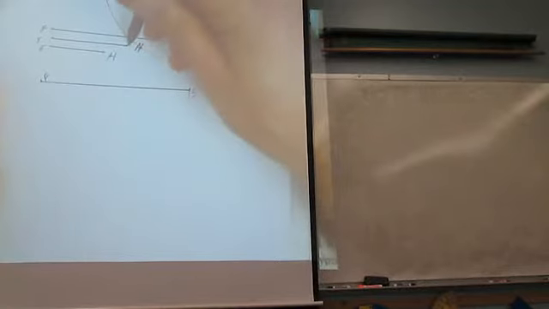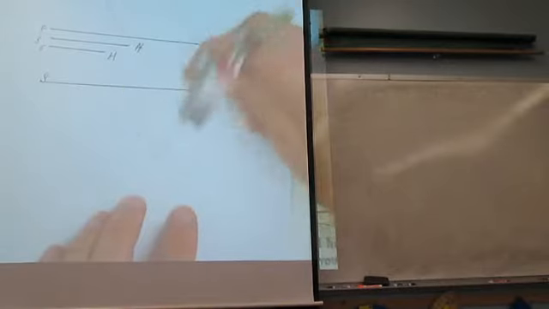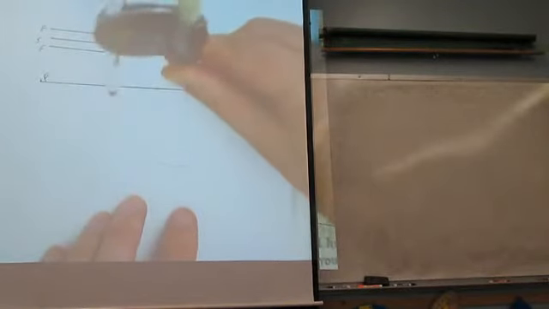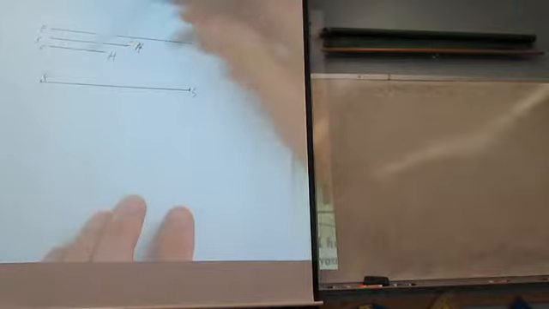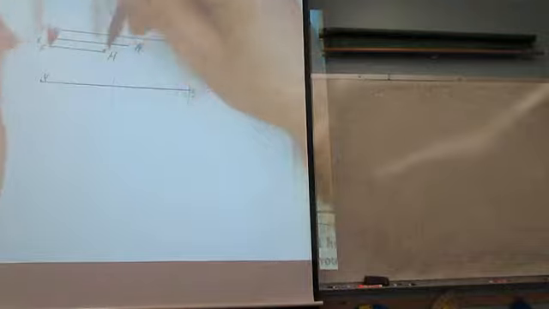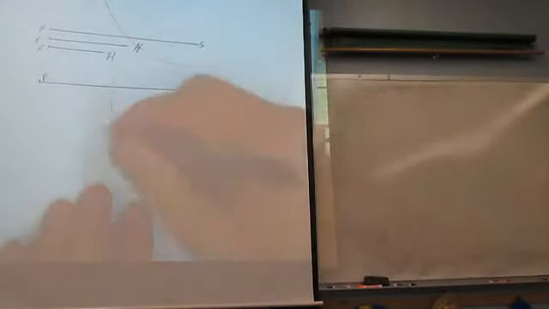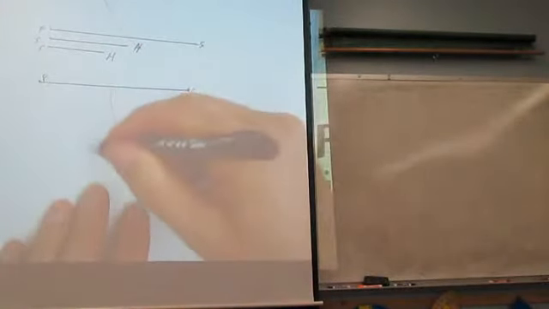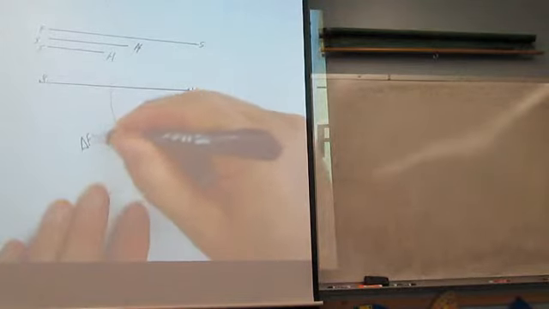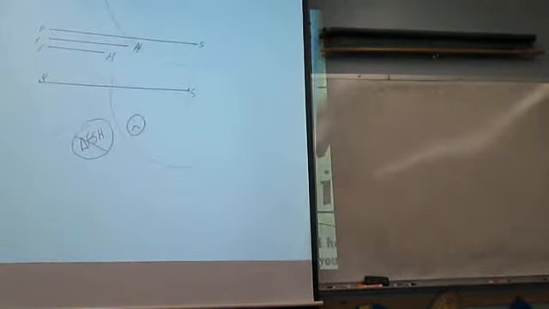So set my compass up to be length SH. Then make a big arc out here from S to H. Then do the same thing from F to H. And is there a locus point? No. So there is no triangle FSH. No, boy. Okay, I tried to make a triangle, but it didn't work.